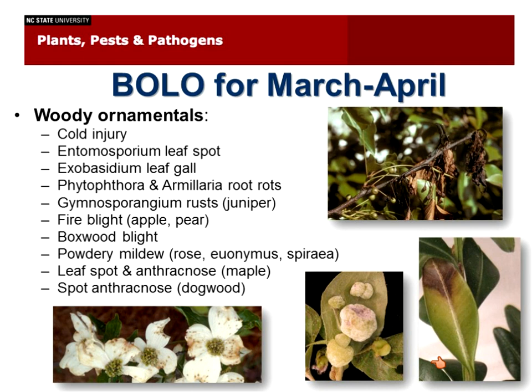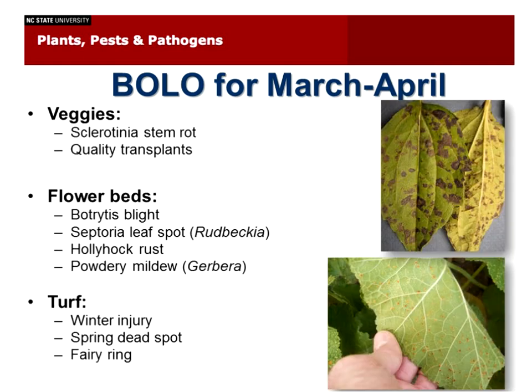Of course, people are not just growing woody ornamentals. The fact that we talked about them doesn't mean that there are not going to be other problems in the landscape for the next couple of months. But the vegetable gardens should be pretty clean as things get cranked up, and maybe a few still lingering problems with Sclerotinia stem rot in cooler weather on things like the brassicas. But we want to emphasize, of course, the use of quality transplants for those who don't grow from their own seed to make sure that the garden gets off to a good start.